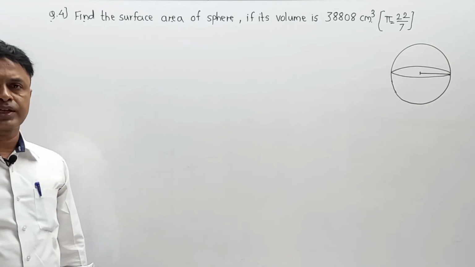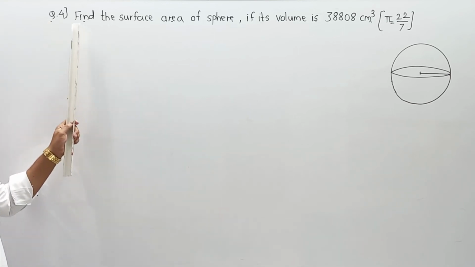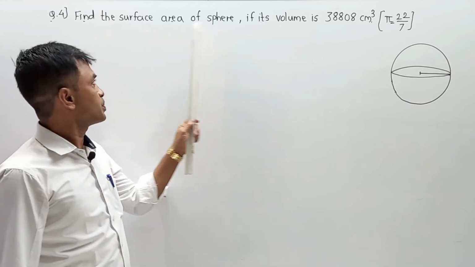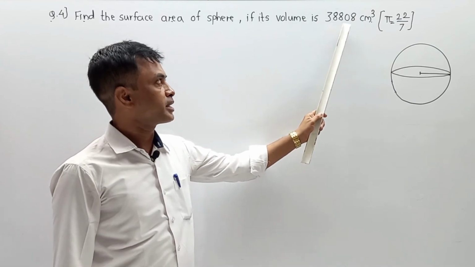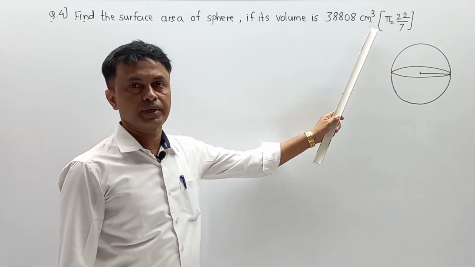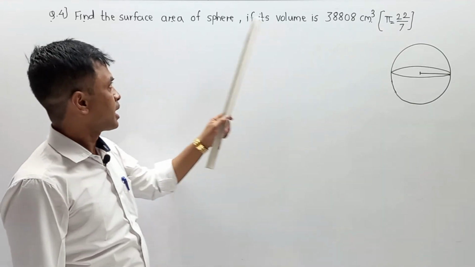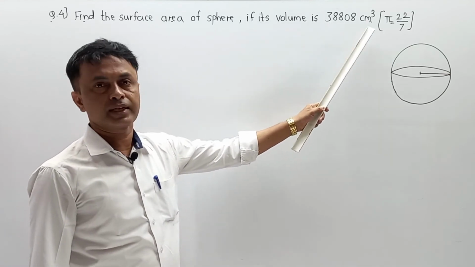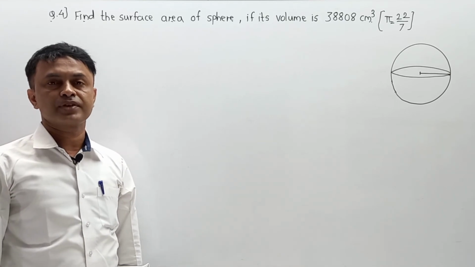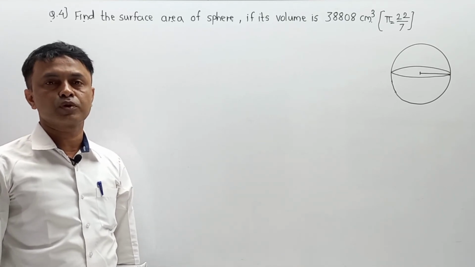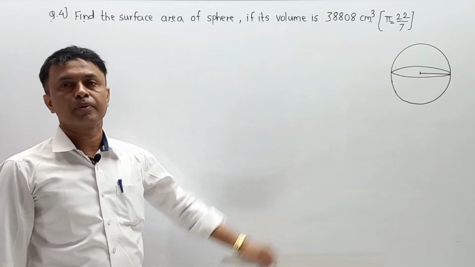Now student, we are moving to the next numerical, and that is question number 4 of exercise 9.3, and the question is: find the surface area of a sphere if its volume is 38,808 cubic centimeter and the value of pi is 22/7. Let us say this is a given sphere having its volume as 38,808 cubic centimeter. Then find its surface area. If you want to find the surface area, then the surface area of a sphere is 4 pi r square. Naturally we need r, and this r we are going to calculate with the help of volume.